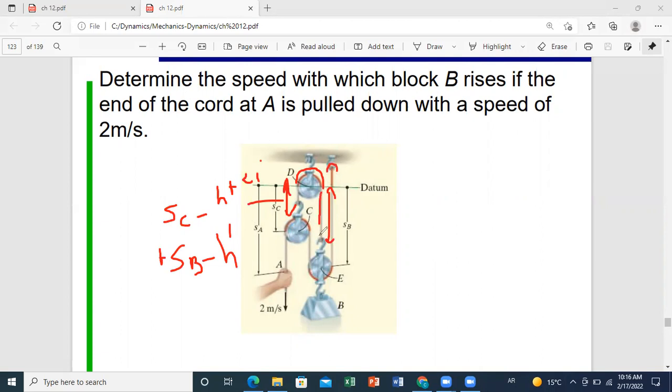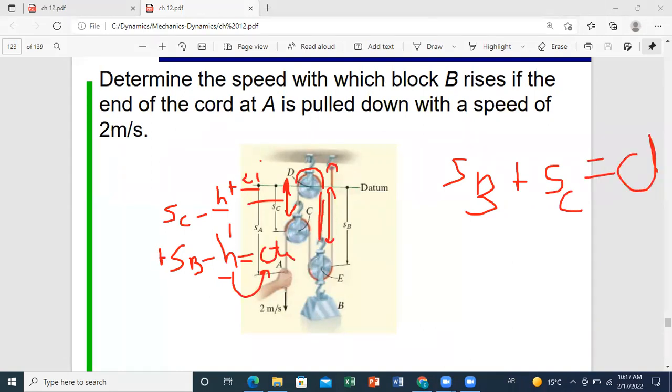That's it. So I'm done with this part. So this is equal to constant, okay? Now, since H prime and C1 all are constants, I can take them to the other side of my equation. And I will have for my second chord that S of B plus S of C is a constant. Okay? And now if I derive this relation, I get that VB plus VC equals 0.